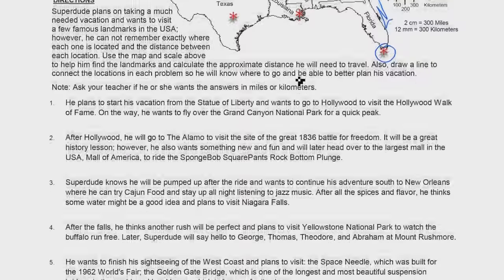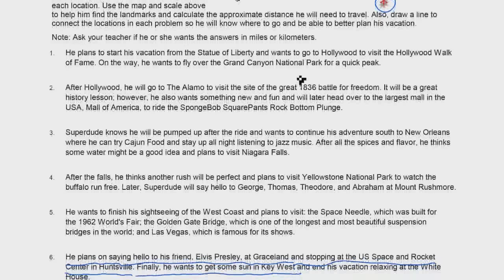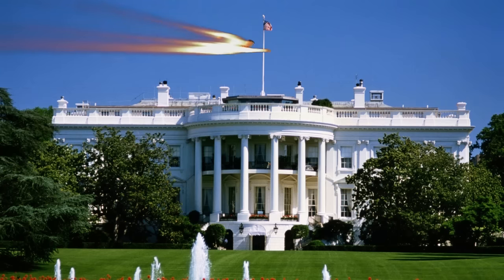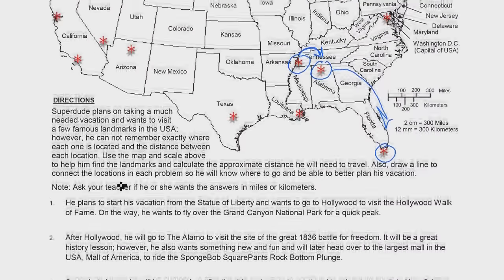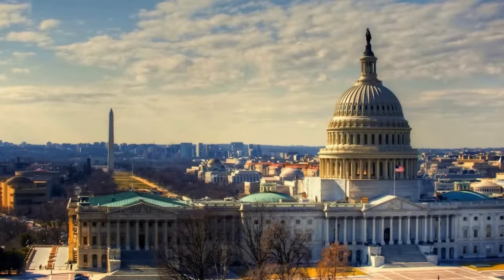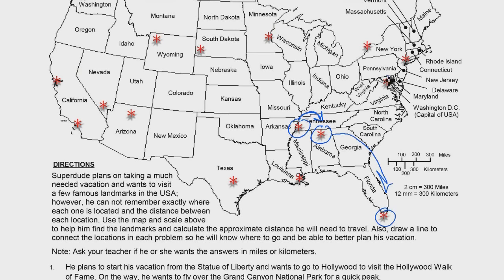And finally, it says, and end his vacation relaxing at the White House. The White House is where the president hangs out in Washington, D.C., which, if you didn't know, is the capital of the United States of America and located right there. So he's going to hang out with the Prez, have a couple drinks on the lawn, and enjoy himself to finish off his vacation. Let me clean these out of the way really quick before we put in our rulers.